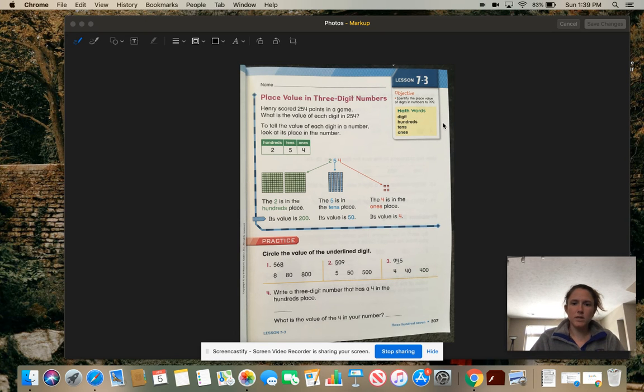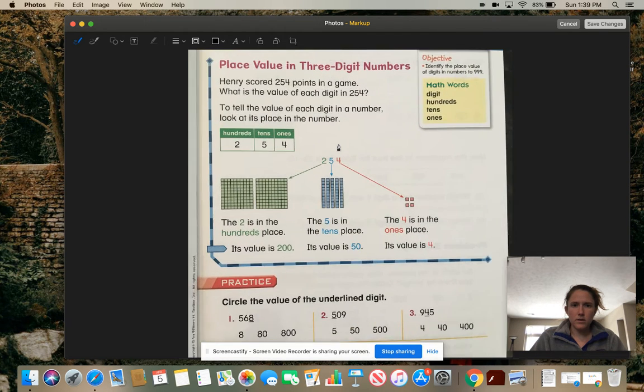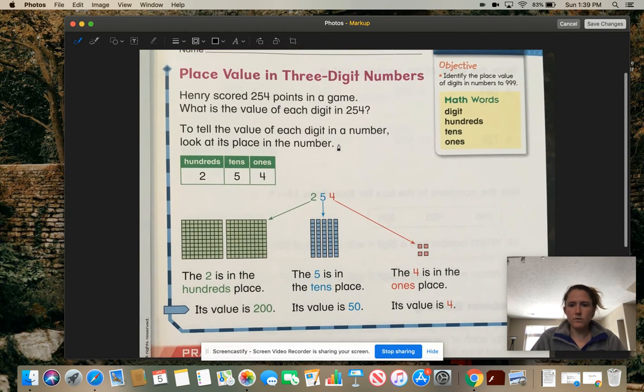So it says place value in 3-digit numbers. Go ahead and look closely. Now let's read this first part together. Place value in 3-digit numbers. Our objective is to identify the place value in digits in numbers up to 999. Place value is just what number is in each place, the hundreds, the tens, and the ones.